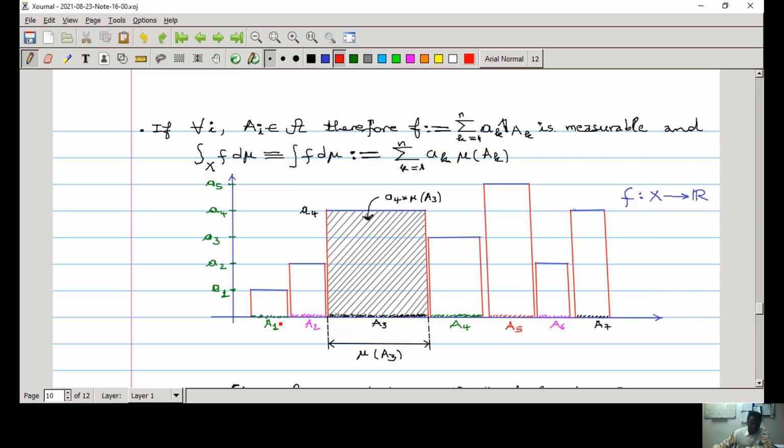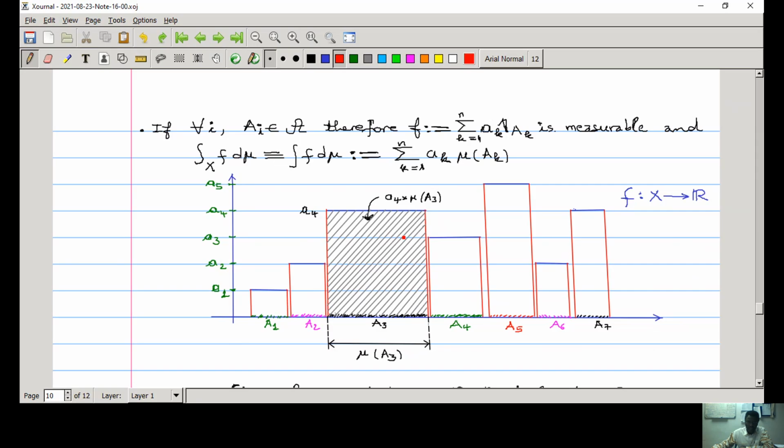Okay, so now we know already that since this is a simple function, it takes a finite number of values that we denote by a1 up to an. But here in the representation, we only use a few values for illustration purposes. So this is our a1, a2, a3, a4, a5, a6, a7, depending on the various values that this will take. So on A1, it takes the value lowercase a1, on A2, lowercase a2, and so forth.